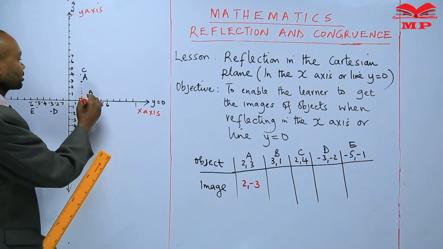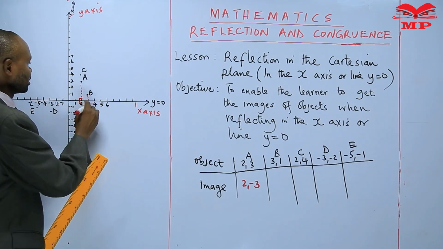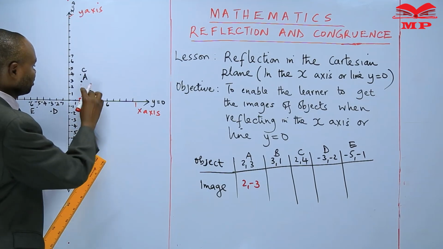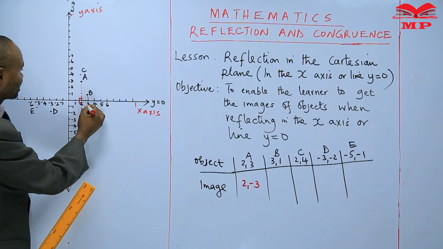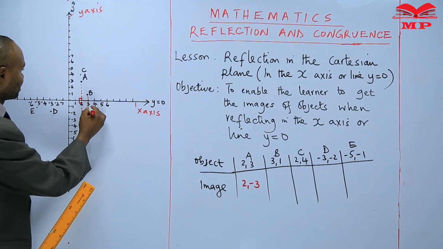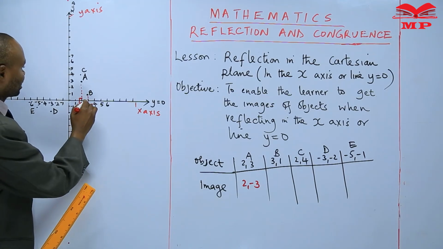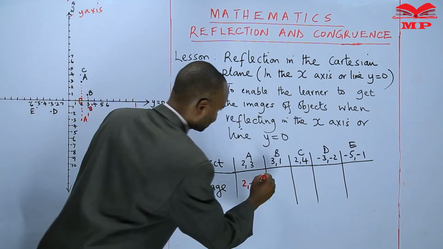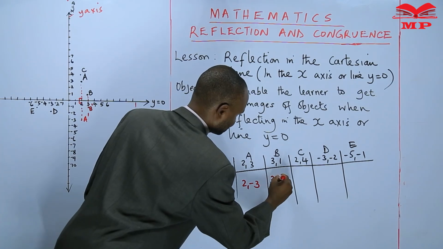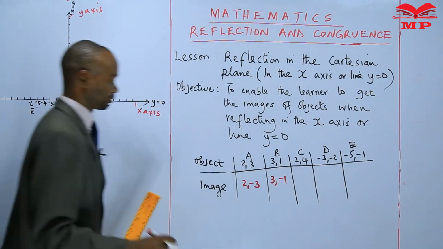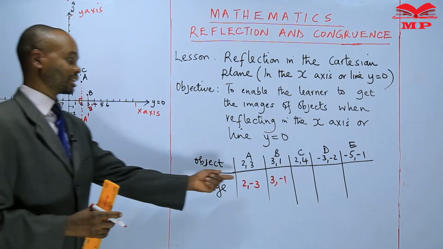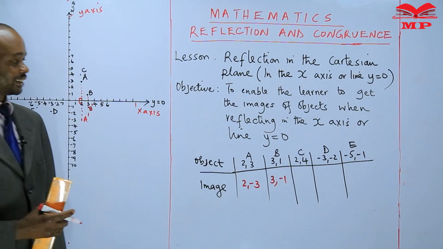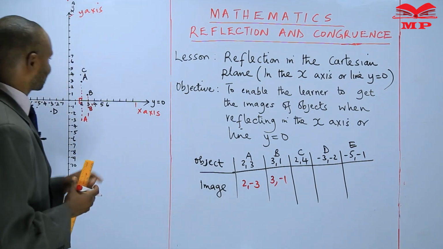B is 3, 1. So this is the mirror line. It will be 1 unit below. This distance should be the same distance below the mirror line. So it is actually here. That is where B prime is. Coordinates of B prime are 3, -1. You can realize what is happening.